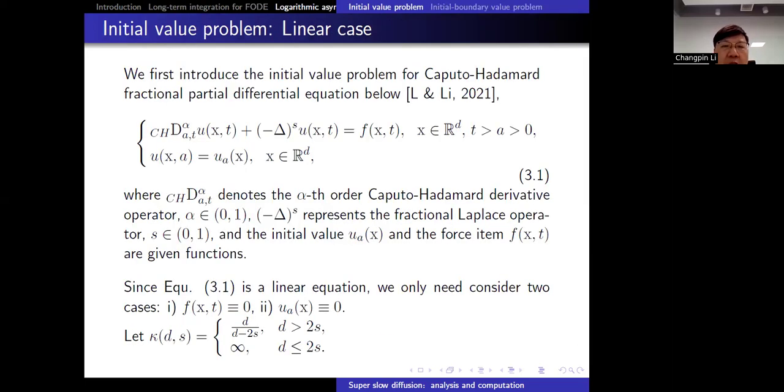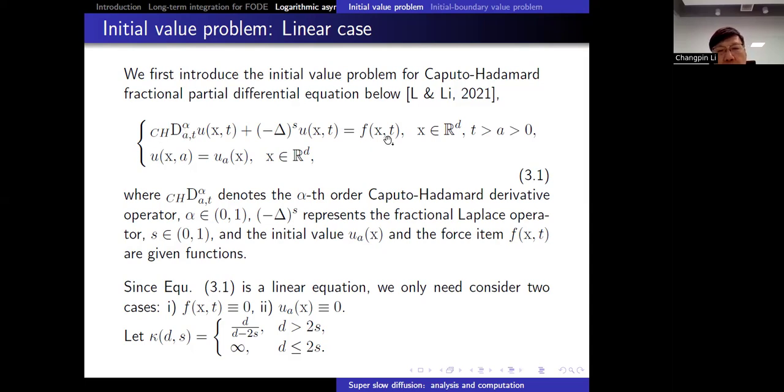In the above discussion, we introduced the fractional ordinary differential equation. In the following, we show you the fractional partial differential equations. We first consider the initial value problem. So this is the linear model, with the Caputo-Hadamard derivative of order alpha in the interval, and this fractional operator with the index s. This is the initial value u_a of x, and the forcing term f of x and t; they are known.